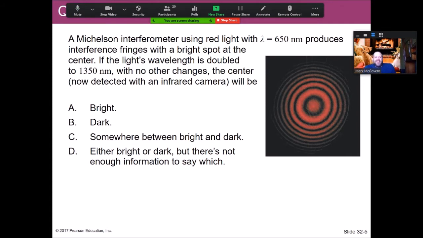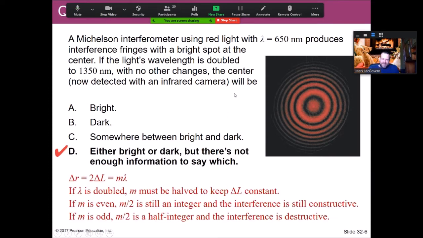Okay. All right, so we have an interferometer here. We're using a red light. It produces fringes with the bright spot in the center. Great. If the wavelength of light is doubled, what will happen? What in particular is the center going to do? So think about that for a minute. The answer here is D. We don't really know, actually.